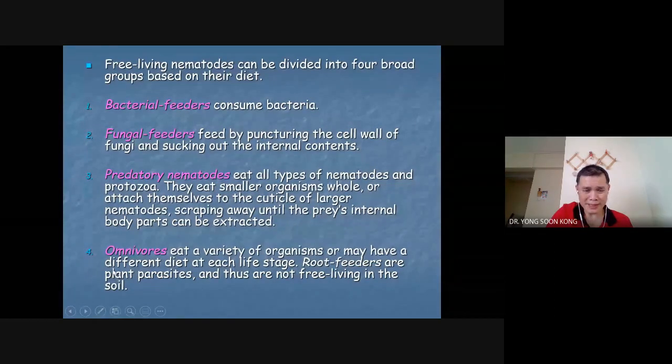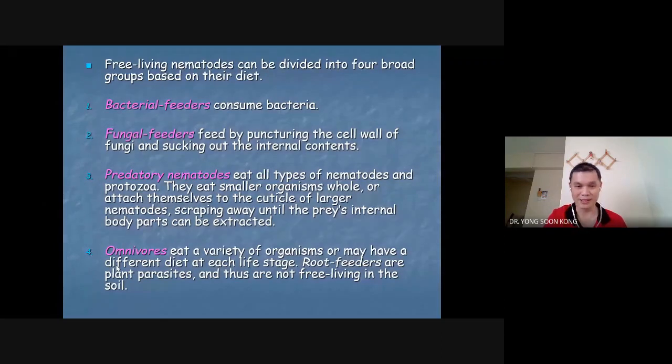Now, when I say predatory, some of these nematodes eat other nematodes as a whole. They swallow the whole thing. The other nematodes don't swallow, but they act like parasites. So nematodes can also become a parasite of other nematodes. So this is what they eat.